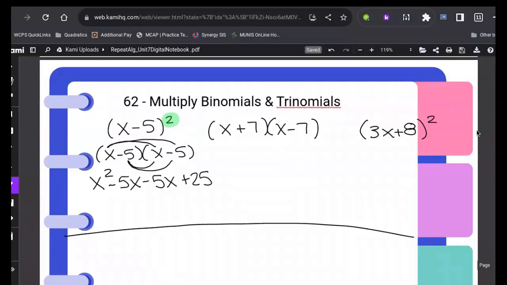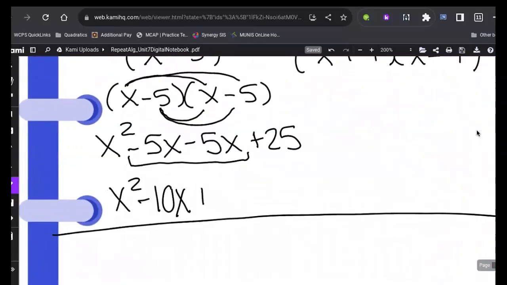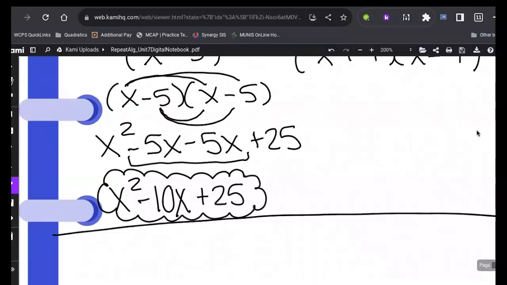So we're not really doing anything different from what we did yesterday. We just have to do one more step to set it up into two binomials. So here, since I have two like terms in the middle, I'm going to add them together. So I'll bring down my x squared. Negative 5 plus negative 5 equals negative 10x. And then bring down my positive 25. So my answer, x to the second power minus 10x plus 25.